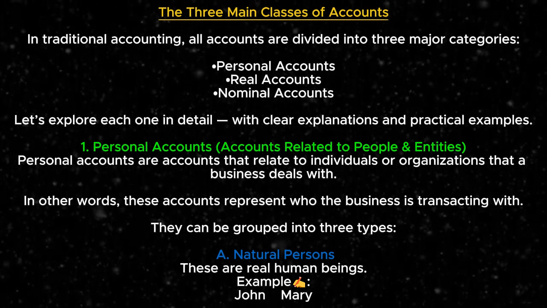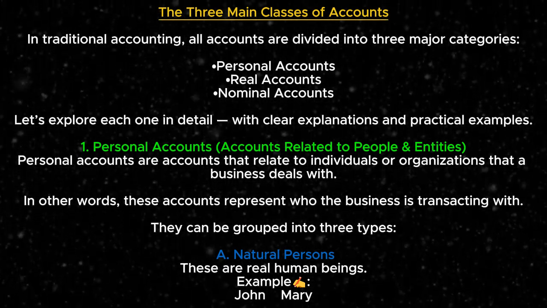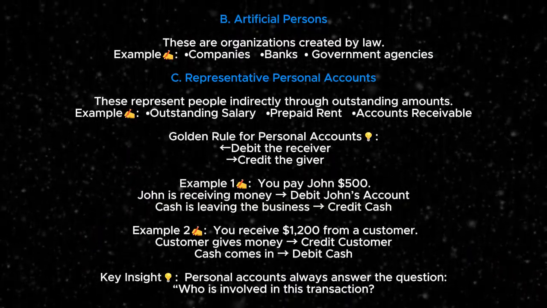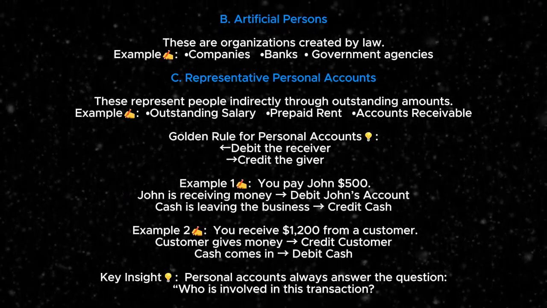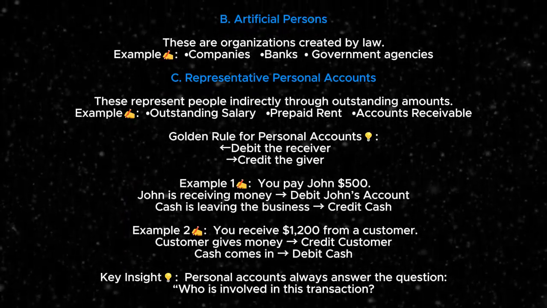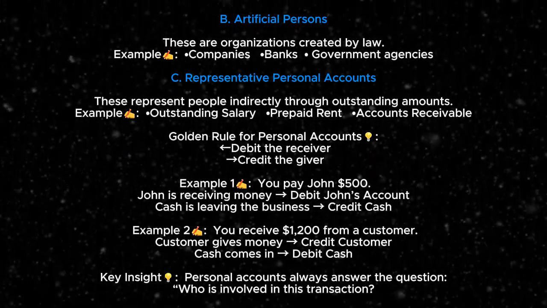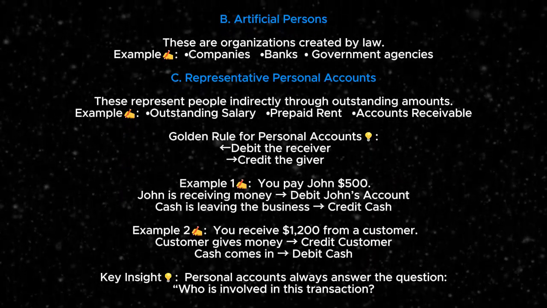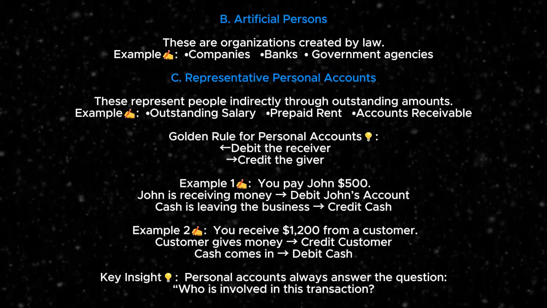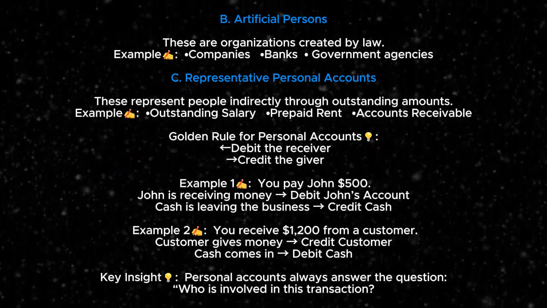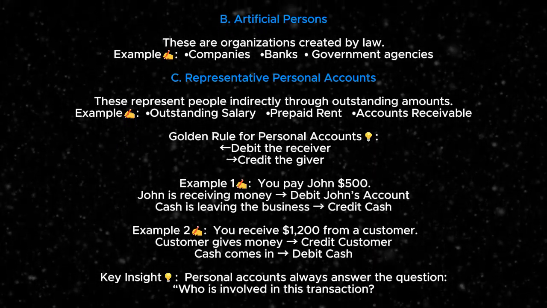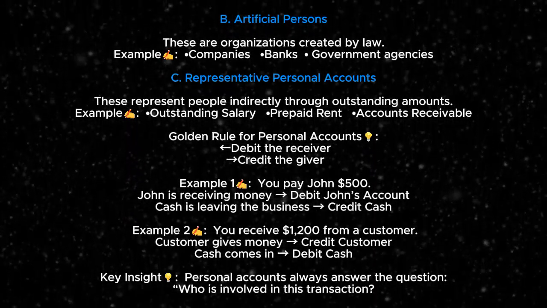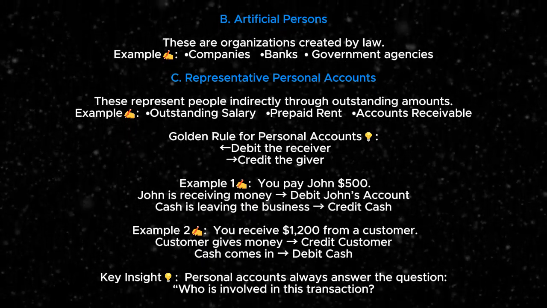A. Natural persons. These are real human beings. Example: John, Mary. B. Artificial persons. These are organizations created by law. Example: companies, banks, government agencies. C. Representative personal accounts. These represent people indirectly through outstanding amounts. Example: outstanding salary, prepaid rent, accounts receivable. Golden rule for personal accounts: debit the receiver, credit the giver.